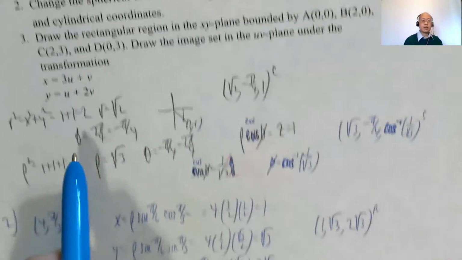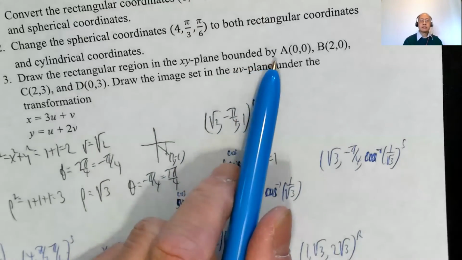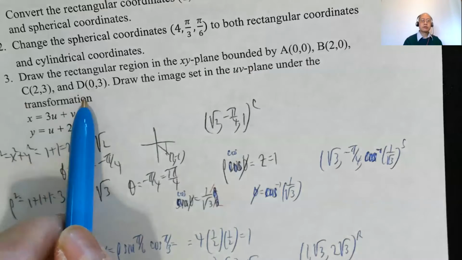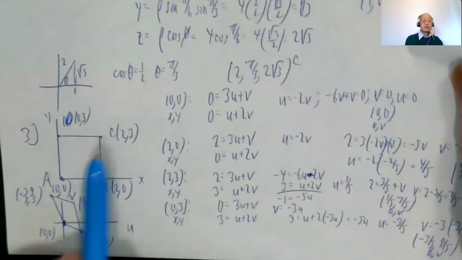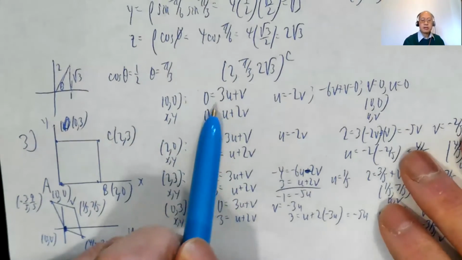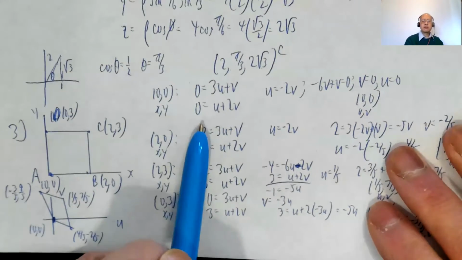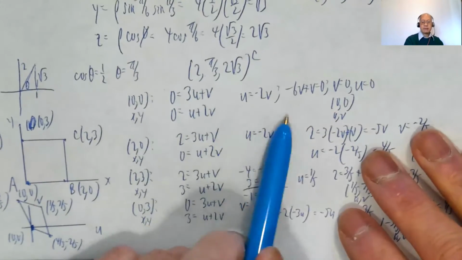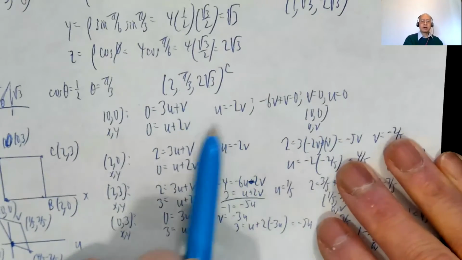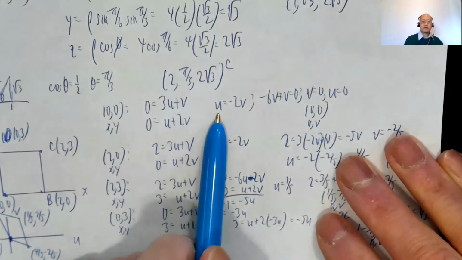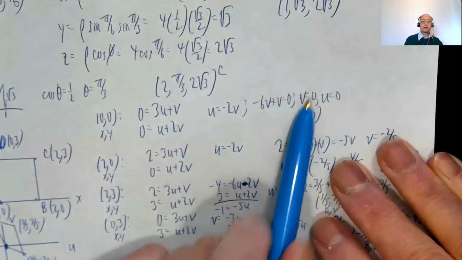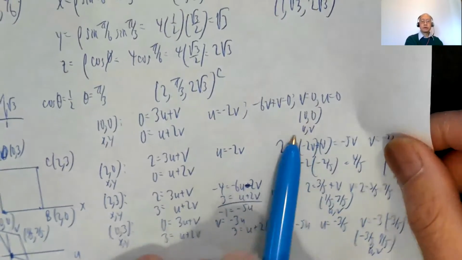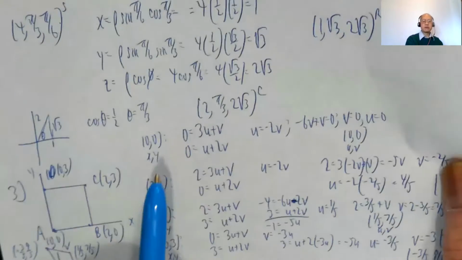Okay, number 3, the transformation of the rectangle 0, 0, 2, 0, 2, 3, 0, 3 in xy. What does it look like in UV? So I just transform each point. So 0, 0, plug in: 0 is 3u plus v, 0 is u plus 2v. Basically, it stays 0, 0, a little bit of algebra. So u equals negative 2v, plug that in here. It ends up negative 6v plus v is 0, v is 0, u is 0. So u comma v stays 0, 0.